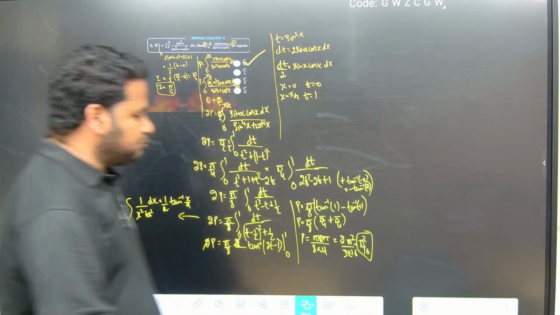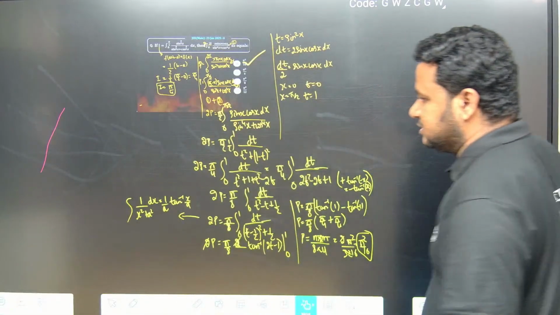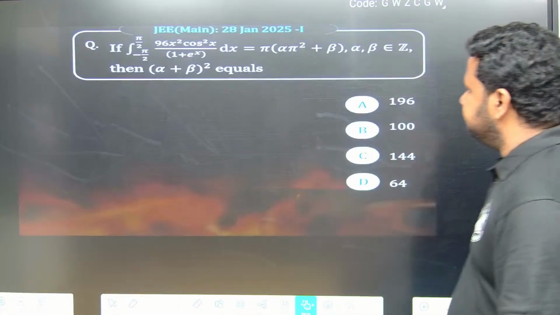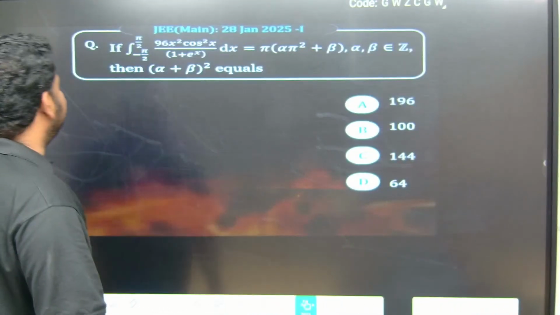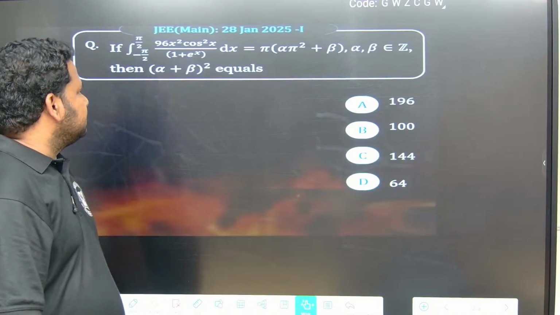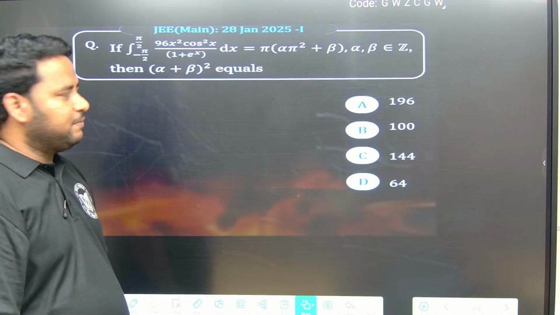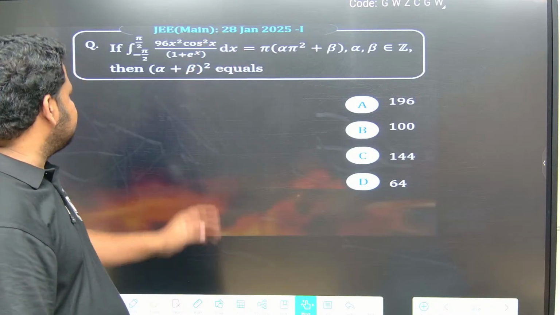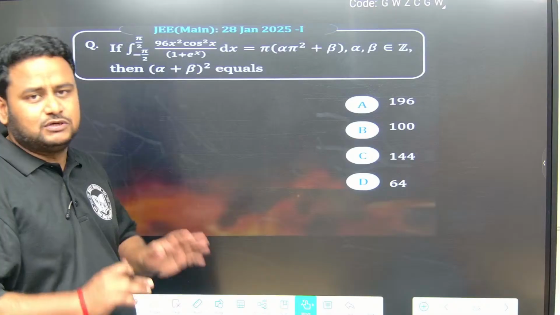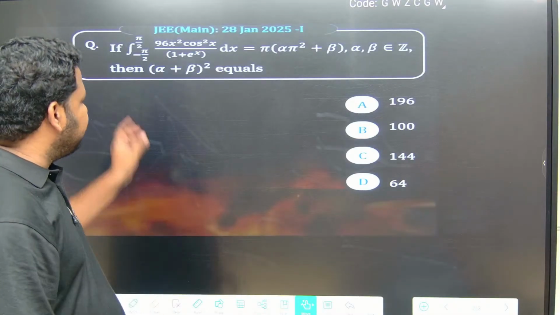All right, let us move to the next question, friends. Look at this, what they have given. The integral from minus pi by 2 to pi by 2 of 96 x square cos square x by 1 plus e power x dx is pi times something, where alpha, beta belong to Z. Then alpha plus beta whole square is equal to? Okay, they are asking us alpha plus beta whole square.